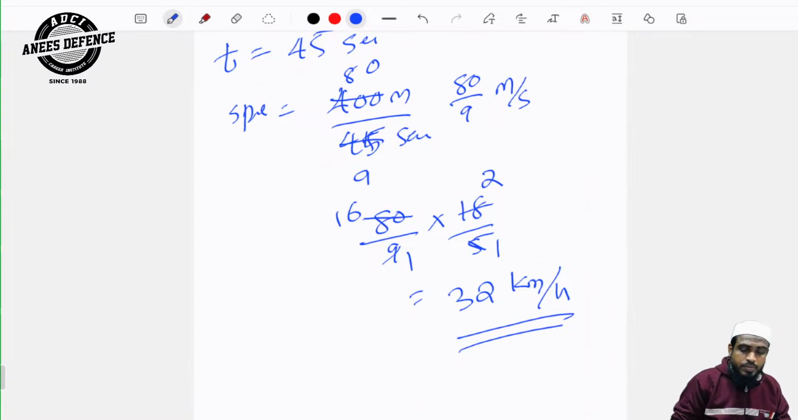The answer is right. So if a post is given, consider only the length of the train. If a platform or a bridge is given, then in order to get the distance, you have to add both the length of the train and the length of the bridge.